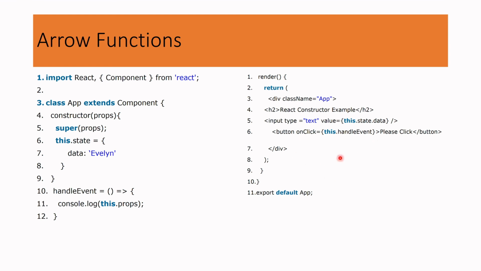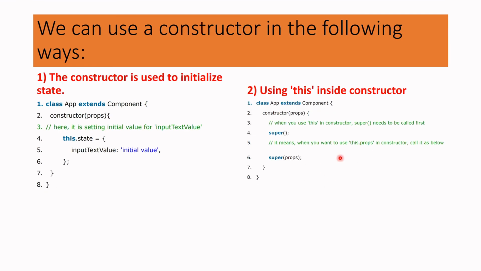So let me come to here. We can use a constructor in the following ways. First, the constructor is used to initialize the state. How will we initialize? As you know, constructor, then we have to pass the props, and then we have to set the value. Another thing, using this inside the constructor, we have to write constructor, then super. When you use this in the constructor, super needs to be called, so we have to pass the super. It means when you want to use this.props in the constructor, call it as below. If you want to use this.props, then use super, otherwise you do not need it.